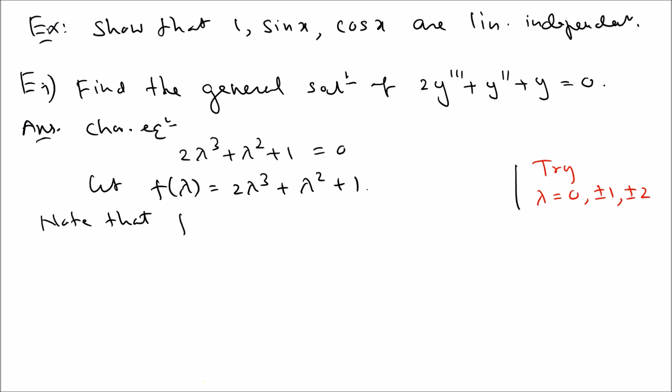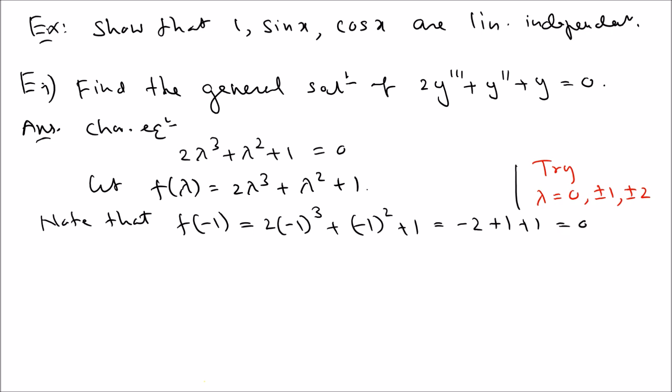So note that if you plug in the negative 1, what can happen? 2 times negative 1 cubed, plus negative 1 squared plus 1, how much do you get? You get negative 2 plus 1 plus 1, which is 0.